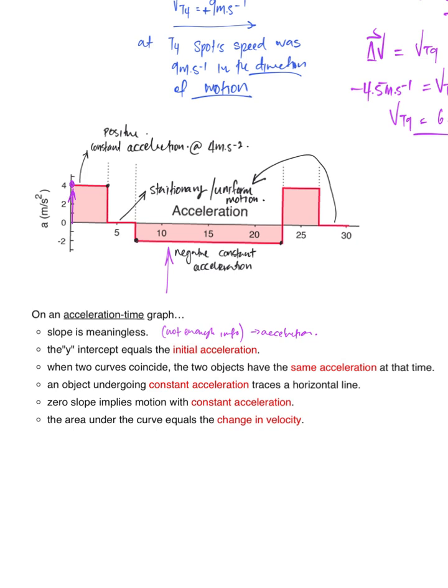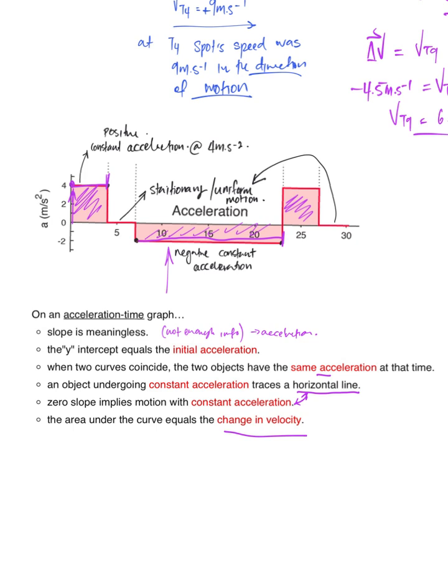Then we said if two curves coincide, they have the same acceleration. If it's constant acceleration, it has a horizontal line. Look there, there's a horizontal line. Here's a horizontal line. It means constant. If there's a zero slope, it's a constant acceleration. And then the area underneath the graph, in this zone, and that one, and this one, is going to give you the change in velocity.